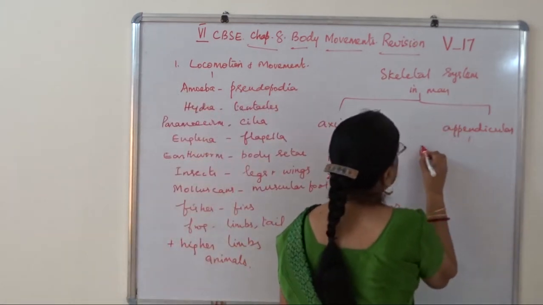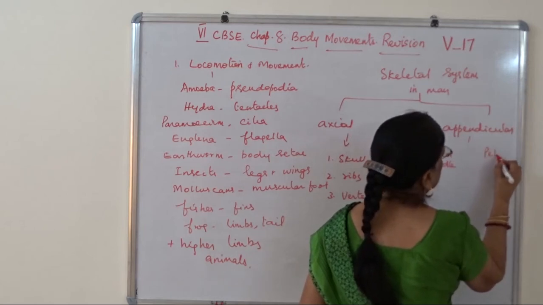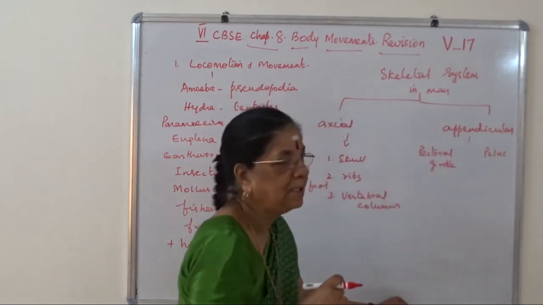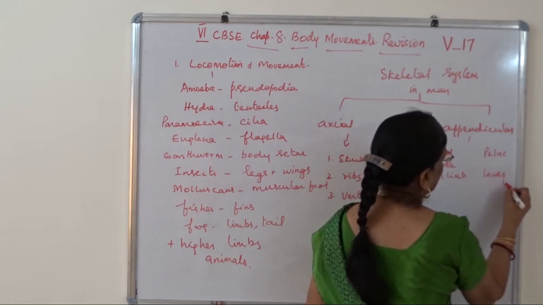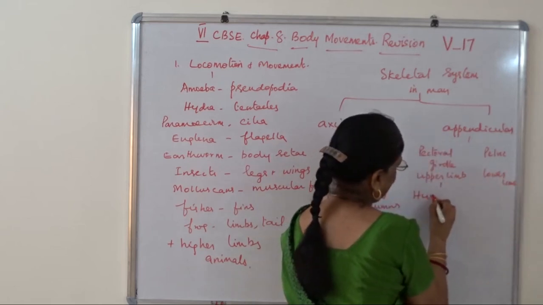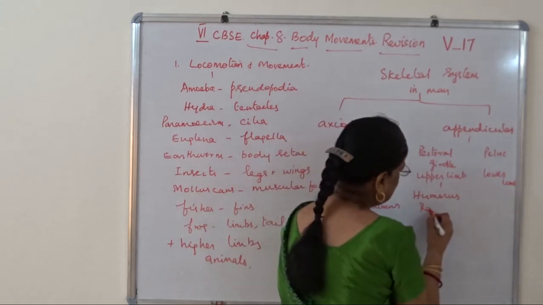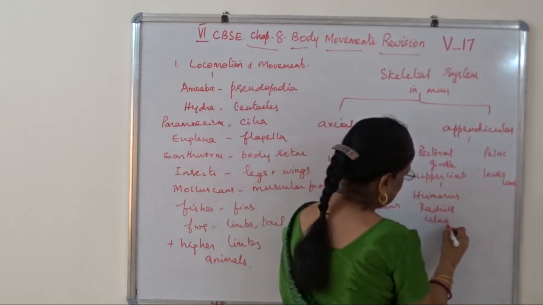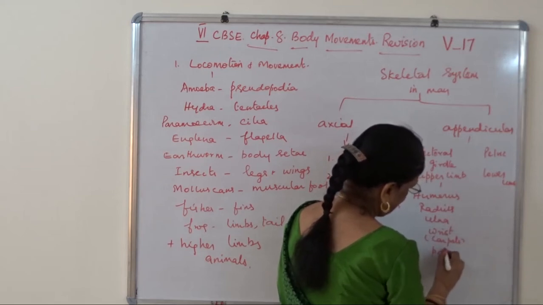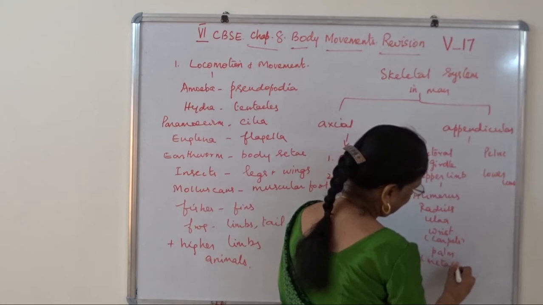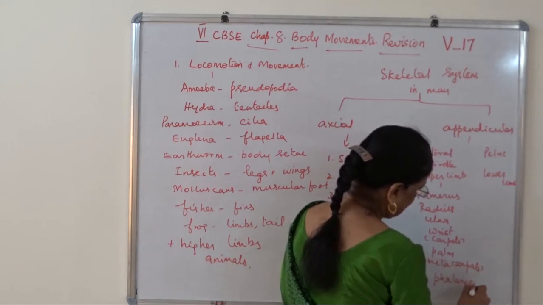Whereas the appendicular skeleton includes the pectoral girdle and bones of the upper limb, and the pelvic girdle and bones of the lower limb. The upper limb has the humerus in the upper arm, radius and ulna in the forearm, carpals in the wrist, metacarpals in the palm, then digits, the phalanges.